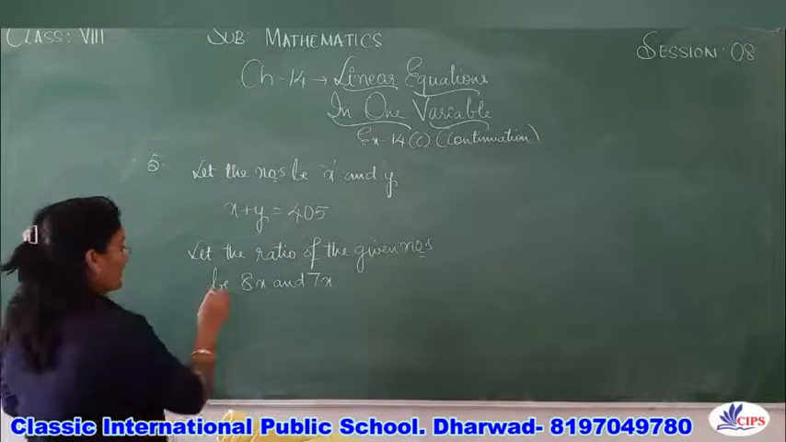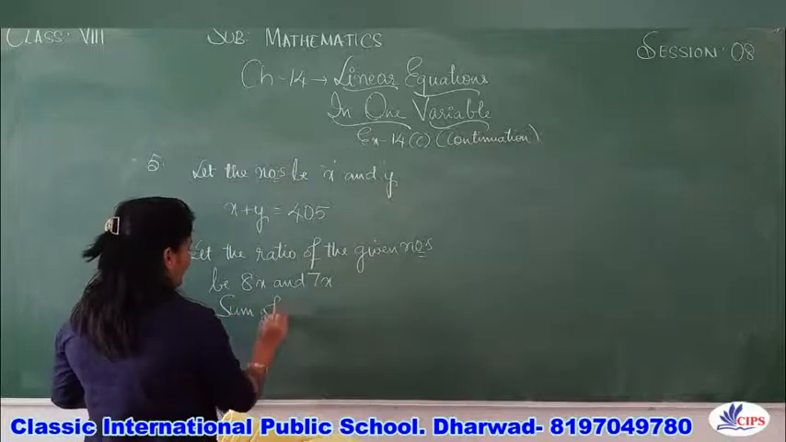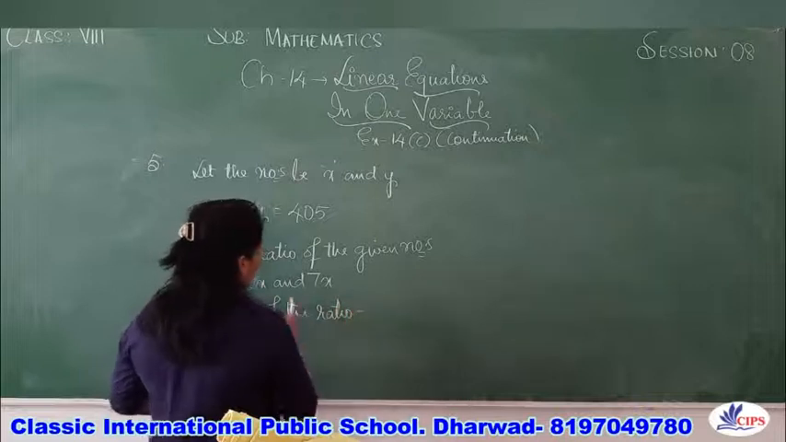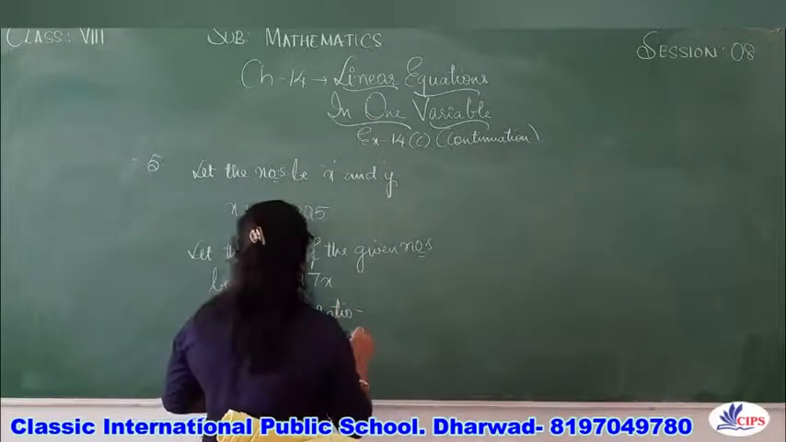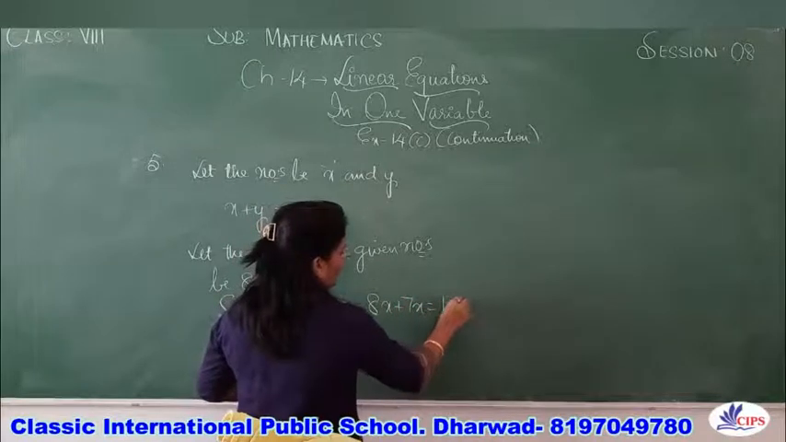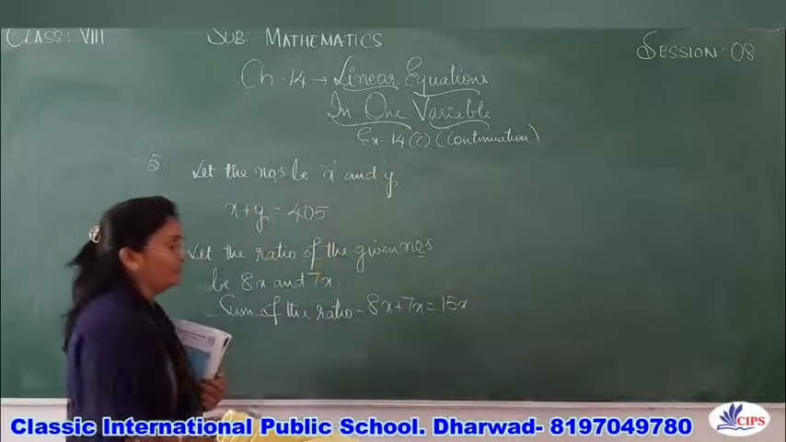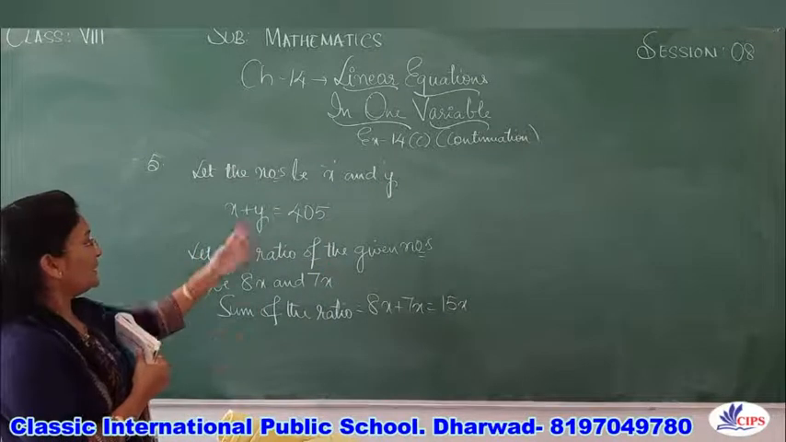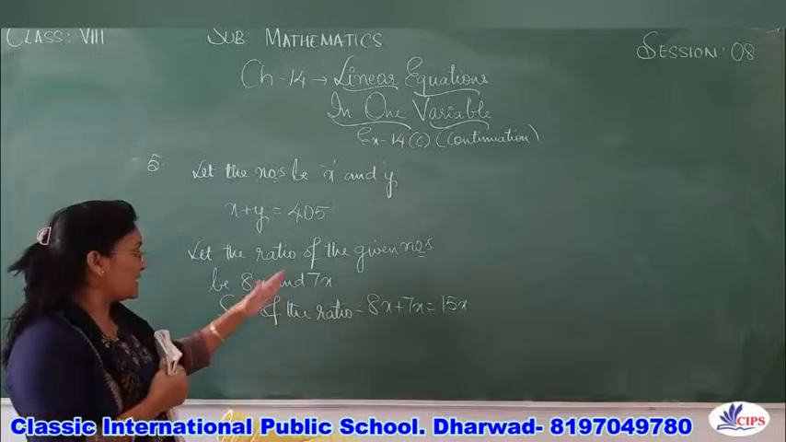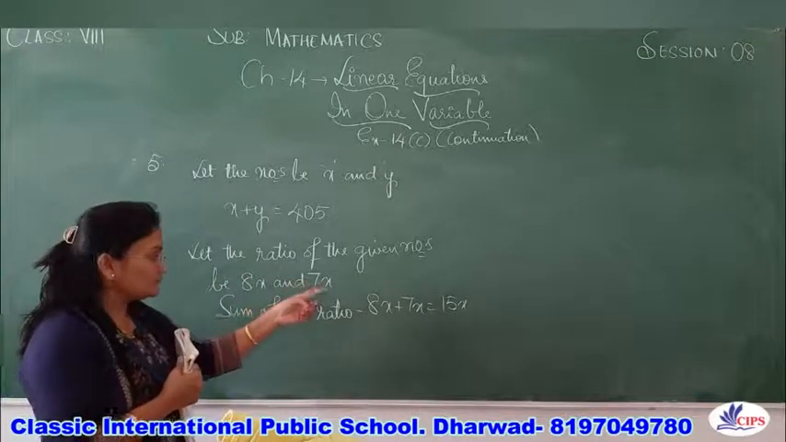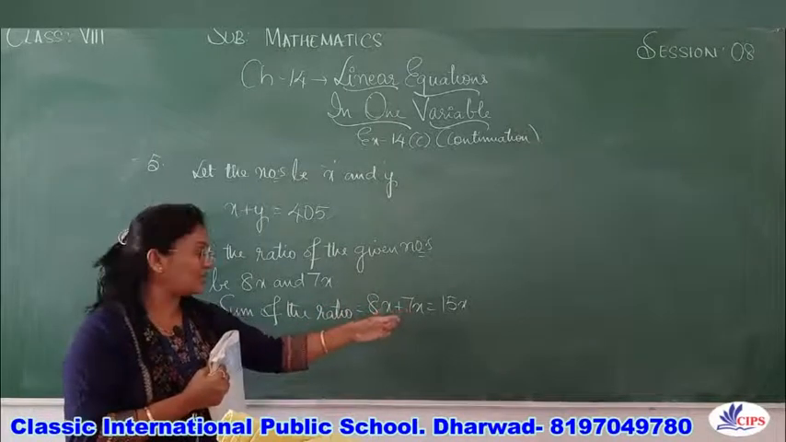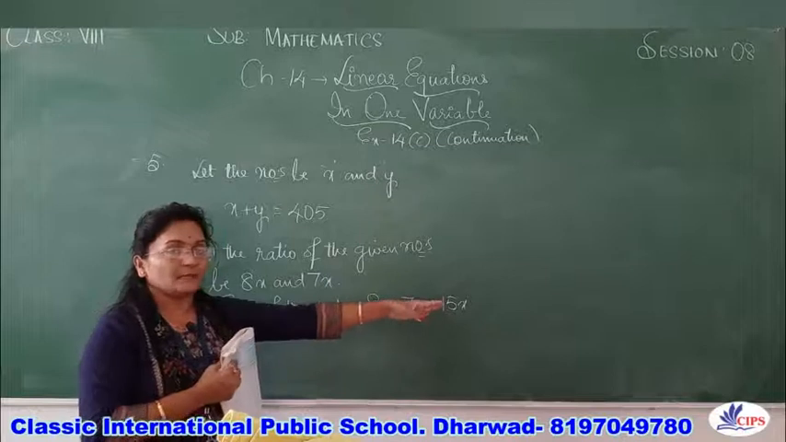Now we'll find the sum of the ratio. What is the sum of the ratio? Sum of the ratio is equal to, what's the ratio given here? 8x and 7x. So let us add, so 8x plus 7x is equal to 15x. So here we have taken two different numbers, but as they had given you the ratio as 8x and 7x, so we'll take it as 8x plus 7x. We have found out the sum of the ratio, so I have added them, so I get 8x plus 7x as 15x.